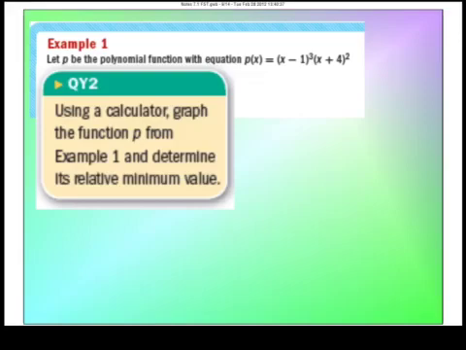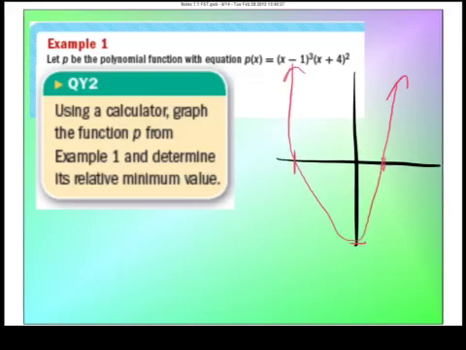Again, roughly we had something like this. And it says use the calculator, graph the function, and determine its relative minimum. Now its relative minimum in this case, I believe does happen somewhere in here. What you can do is go to the graphing calculator, and I can't show you on this screen, but go to second calc on the graphing calculator mode, and you are going to select minimum.